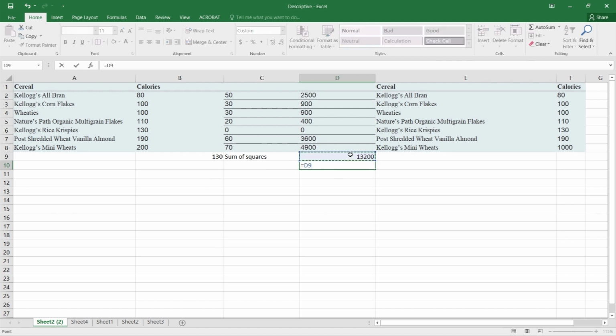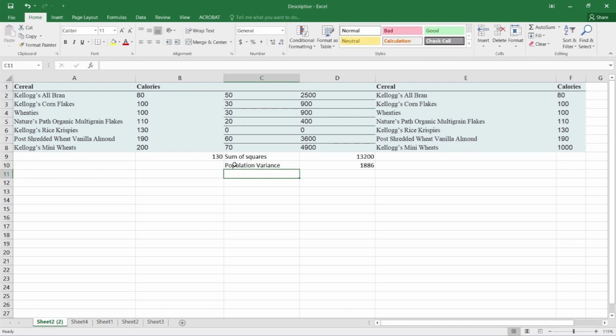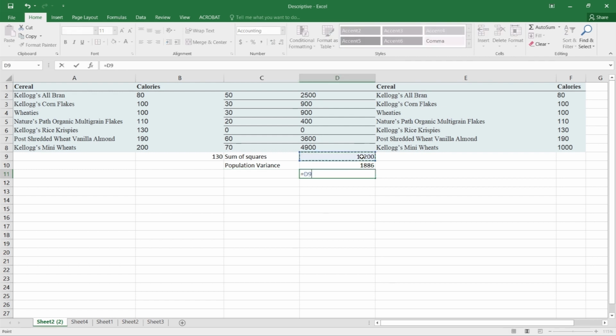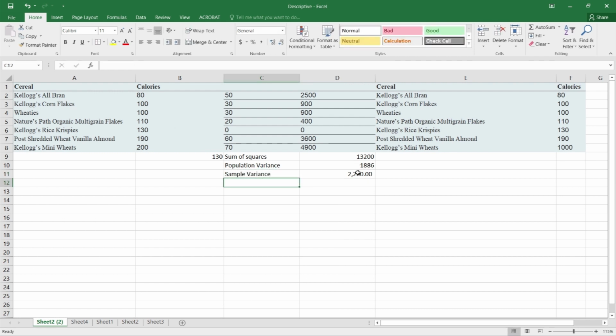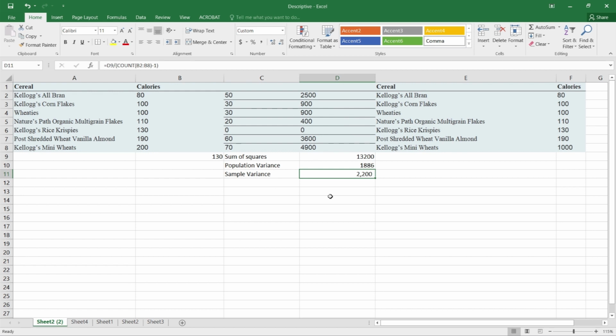So if I divide this sum of squares by the number of observations, that is the count, there are 7 observations, this will become the population variance. So this is my population variance. Instead of this, if I divide this number not by the overall count or size, but by size minus 1, then it becomes the sample variance. Notice, because of the change in denominator, the value has increased.